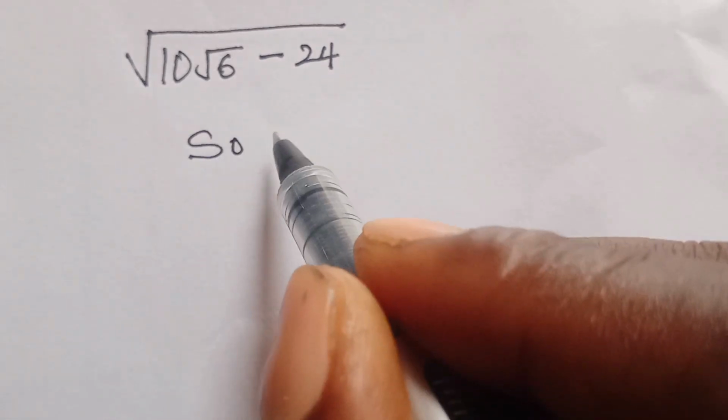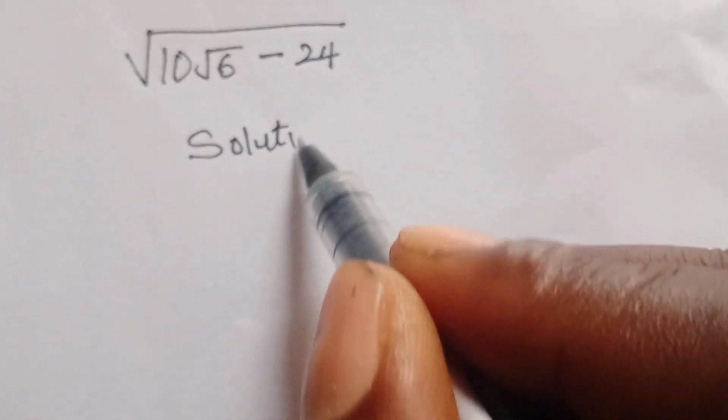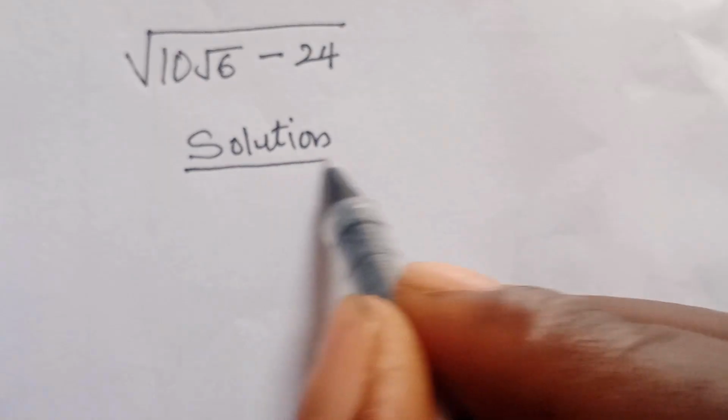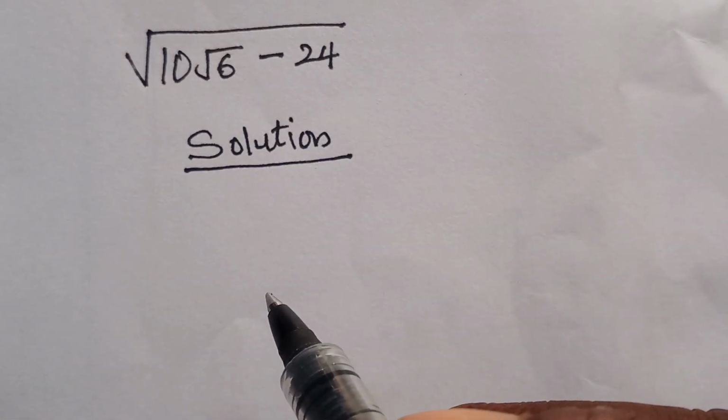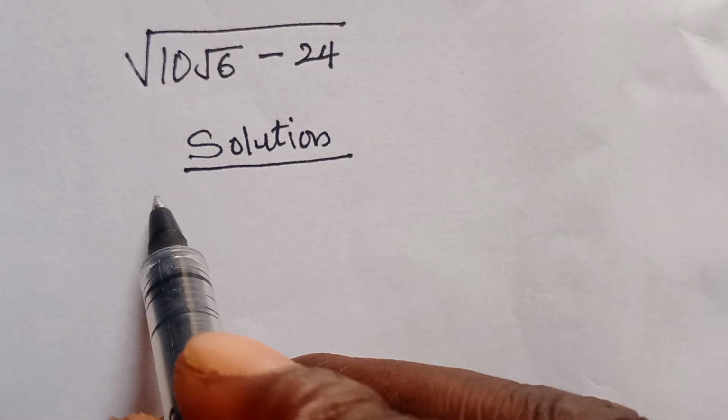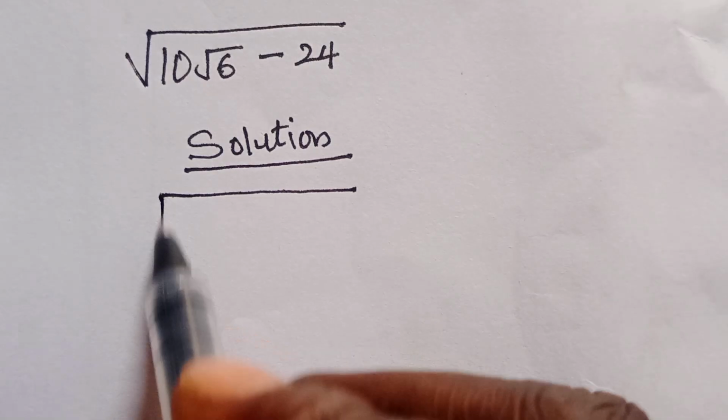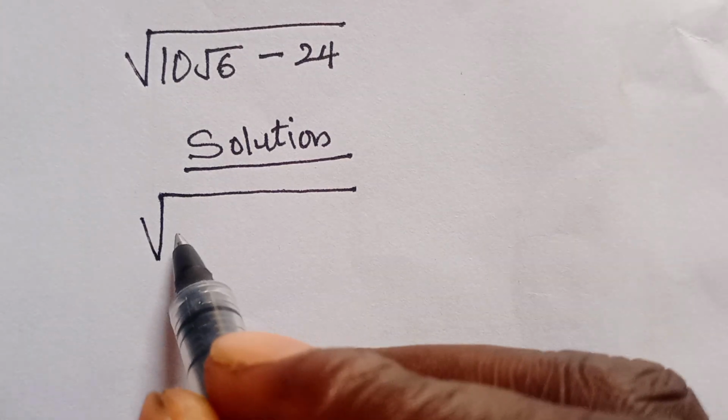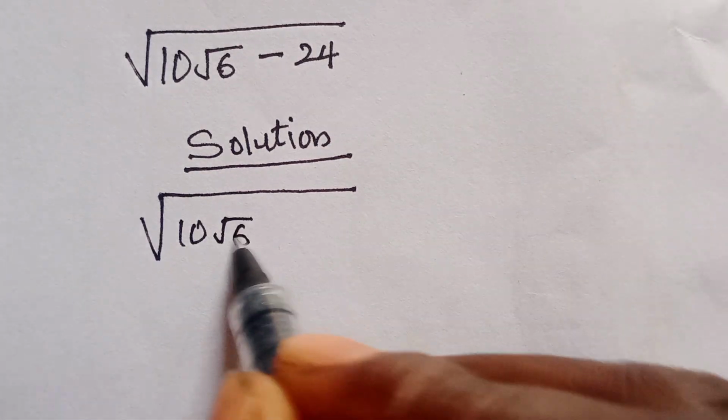Welcome. Today we are asked to simplify these short expressions. So follow me to the end of this video so that you will also know how to simplify this kind of short expression. We have square root of 10 square root of 6 minus 24.